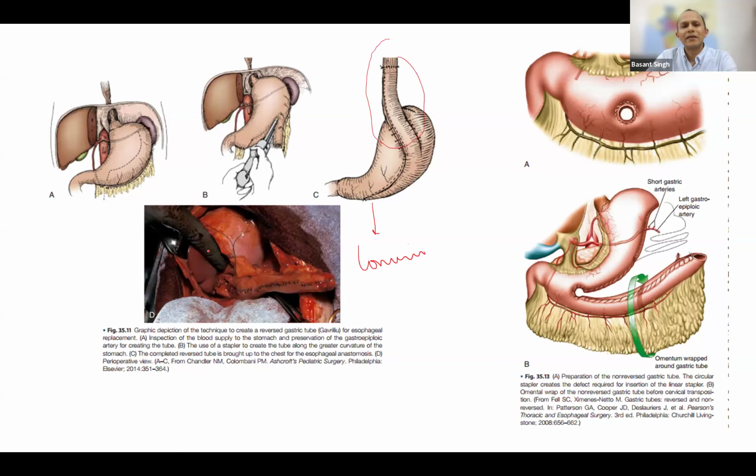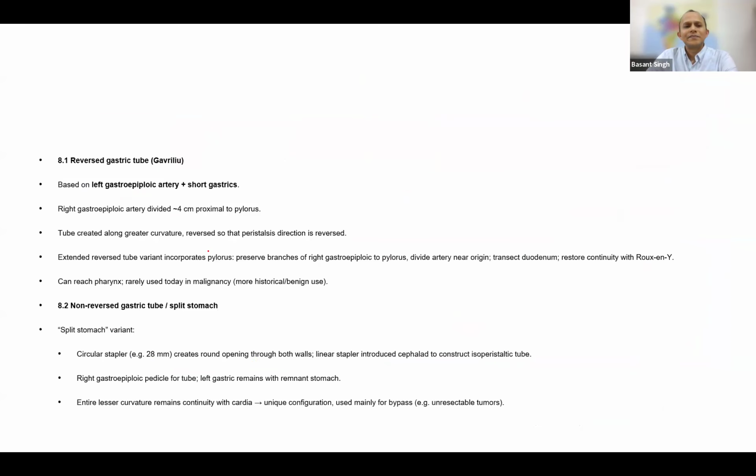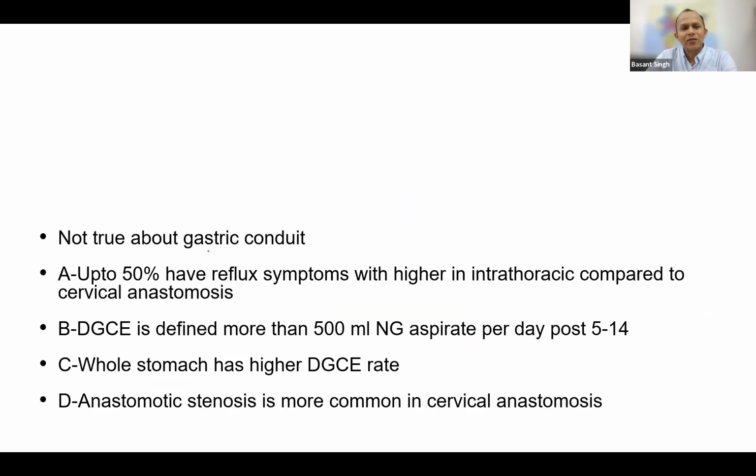The artery here is your left gastroepiploic artery. Here the artery is the right gastroepiploic artery, and we divide the stomach; we call it a split stomach. This is again the right gastroepiploic artery. I think this is given in your books, and we have studied it also. So nothing new here. Not true about gastric conduits.